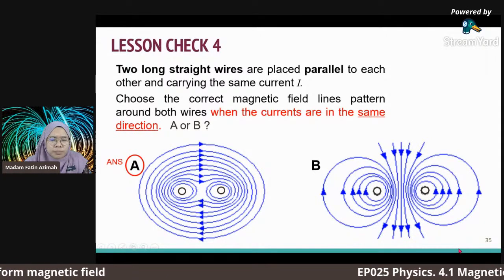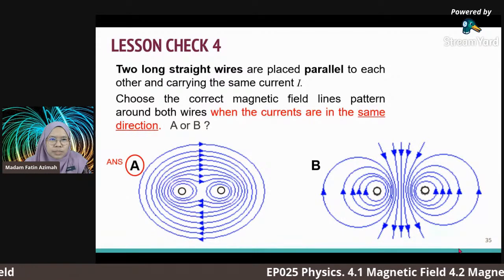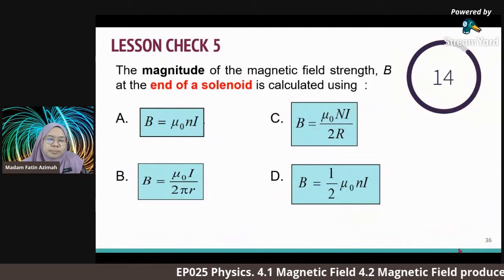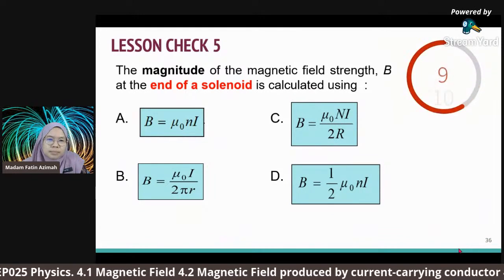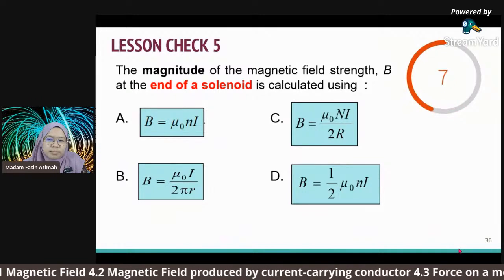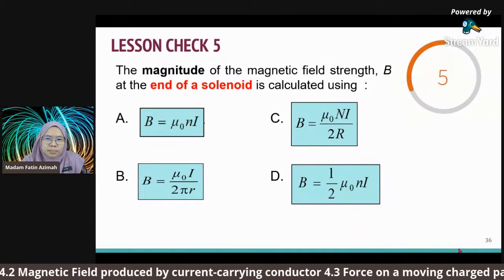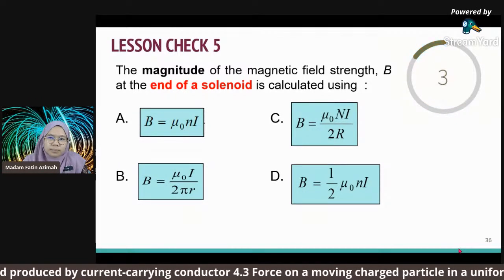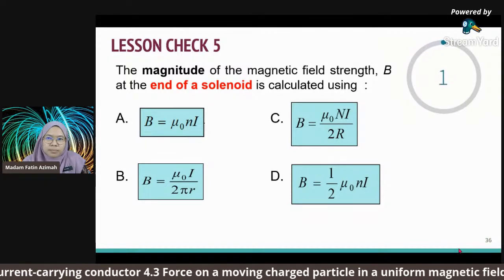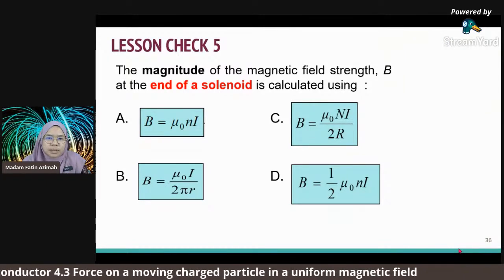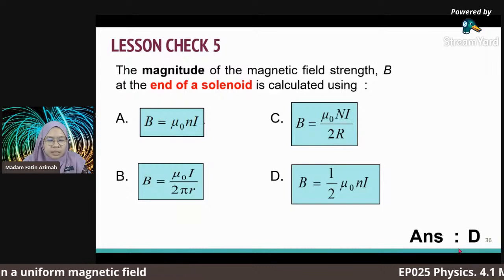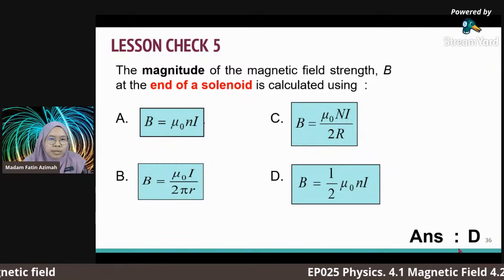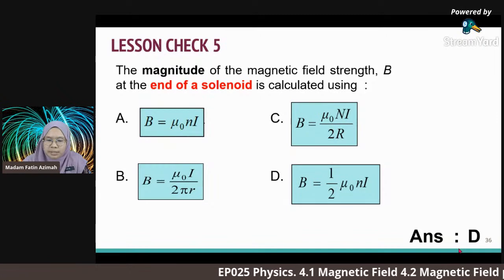I think we have one more. Okay, time's up. The answer is D. If you paid attention during the lesson, you should be able to answer the lesson check questions.